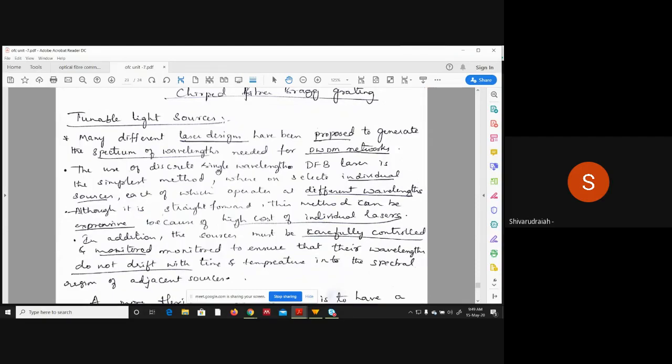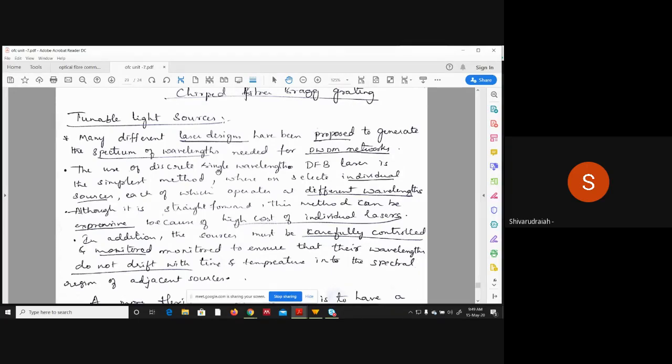So let me move on to the next active device, that is tunable light sources. There are only two light sources with respect to optical communication. One is the LED source, which is not used in such links where precise output is expected. So the LED source is only for experimental purposes. Most optical links will use a highly coherent light source called a laser source.